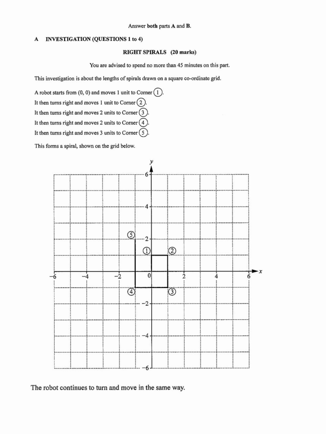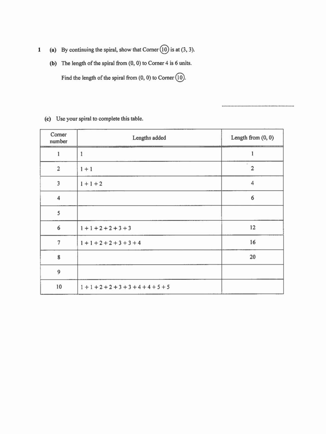The robot starts and moves 1 unit, turns, moves 1 unit. Okay, so we're following this process. So what's happening here is moved 1, turned, moved 1, turned, moved 2, turned, moved another 2, turned, moved 3, turned, and it forms this special grid, and it continues to turn and move in the same way. So there we are, we've got a good understanding of what's happening. Let's just move across and read.